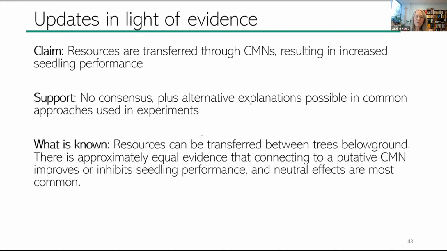But what we do know, which we thought was kind of interesting, is that resources are moving below ground. And in some cases, there's no mycorrhizal network that needs to be involved. A small amount of nutrients or resources is trickling between different seedlings or trees in the absence of a mycorrhizal network. And as I mentioned, there's approximately equal evidence that connecting to a putative CMN improves or inhibits seedling performance, but neutral effects are most common.